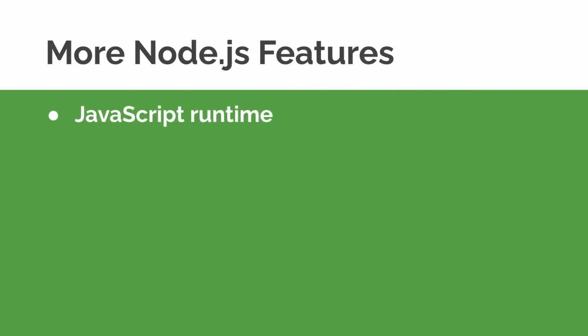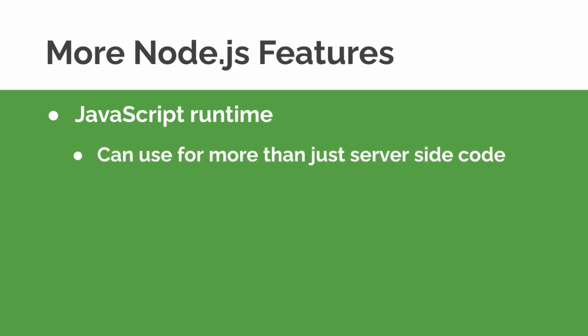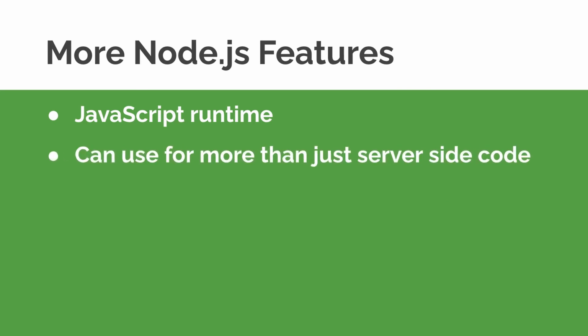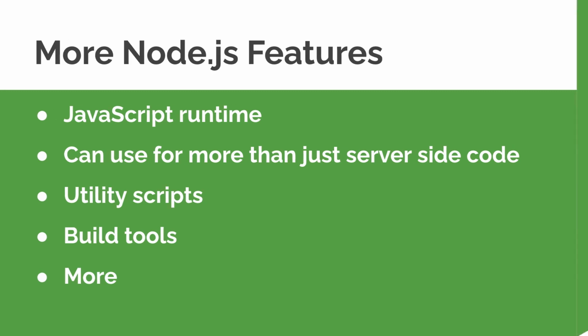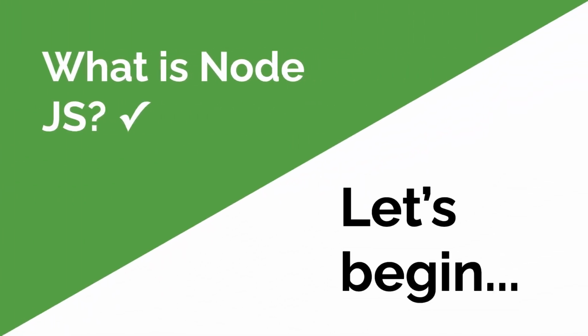Other features of Node.js, not just creating a server. Because Node.js is a JavaScript runtime, it means it can do a lot. It can create utility scripts, it can provide you with build tools, and much, much more. But for just starting out, we're going to learn how we can use Node.js to create a server. So later on today, we're going to learn how we can build a website and use Node.js to serve it. This means we're going to not just make the front end of a website, but actually the back end of a website.